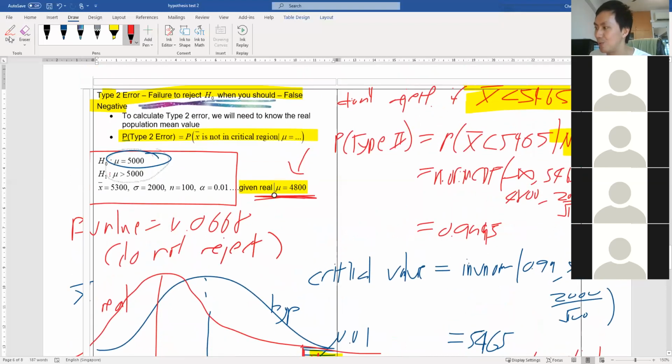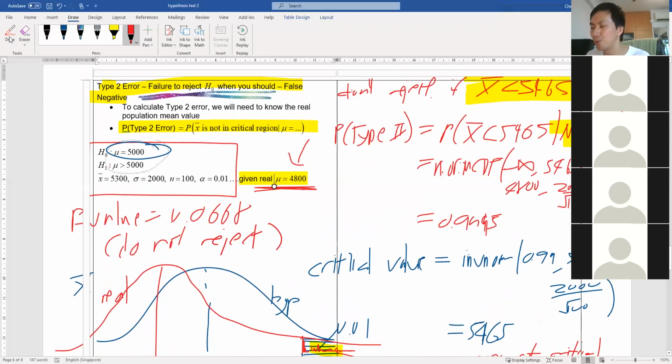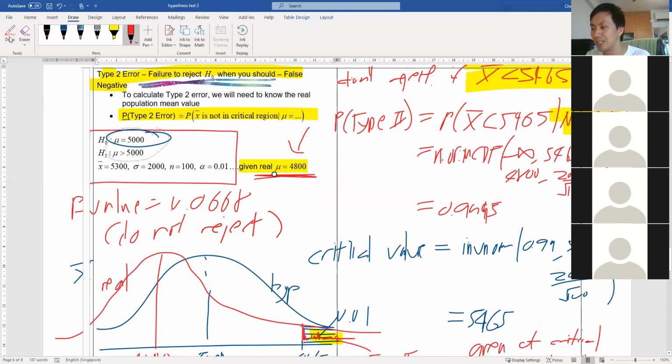Let me run through with you what it means again. Type 2 error is you fail to reject when you should. If you look at the original settings of the question, your hypothesized mu is 5,000, with the following parameters in the red box. Then we first started by saying that the p-value is 0.0668.